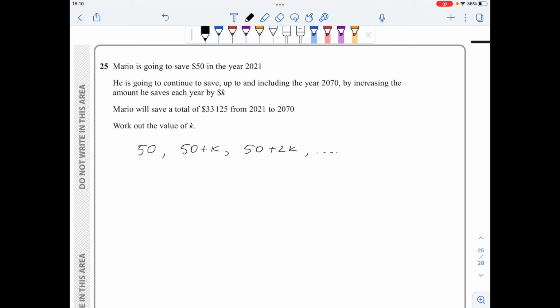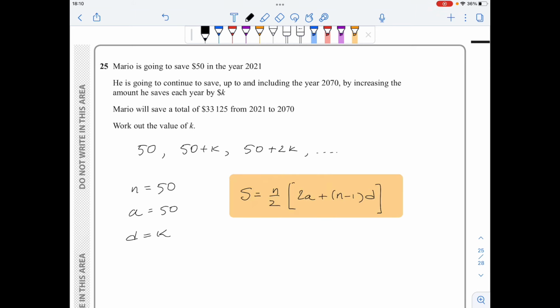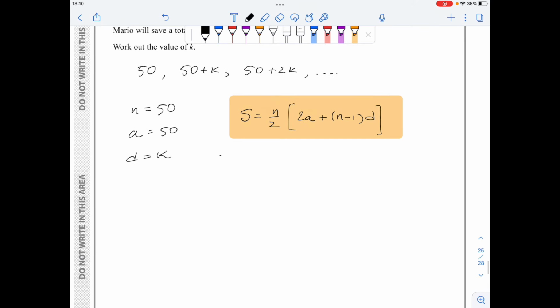So I have an arithmetic sequence. N is 50. A is also 50. That's my first term. And my common difference is K because I'm always adding K. Now the formula is the following. So let's substitute what we are given. 33,125 is equal to 50 over 2 times (2 times 50 plus (50 minus 1) times K).